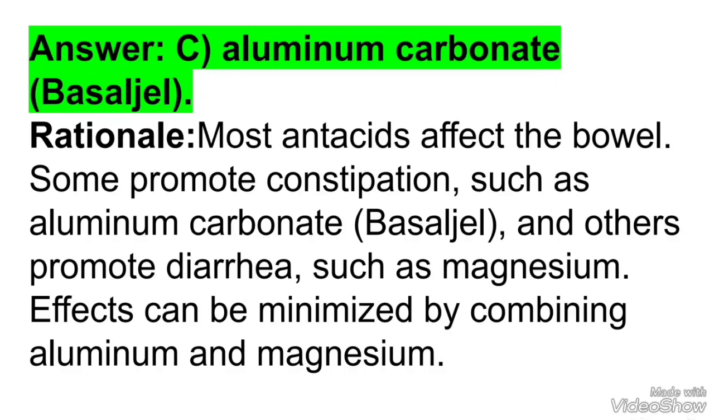Most antacids affect the bowel. Some promote constipation, such as aluminum carbonate, and others promote diarrhea, such as magnesium. Effects can be minimized by combining aluminum and magnesium.